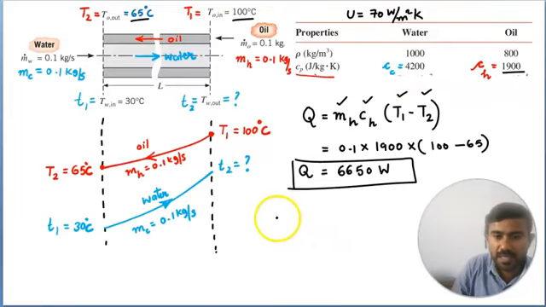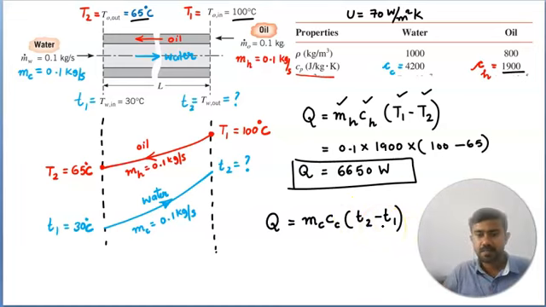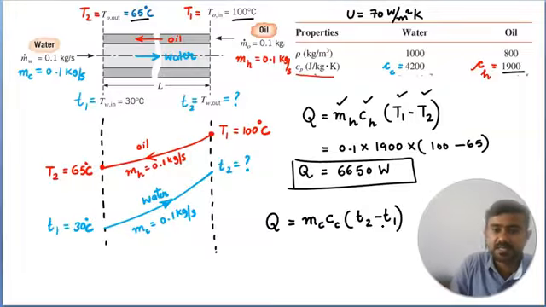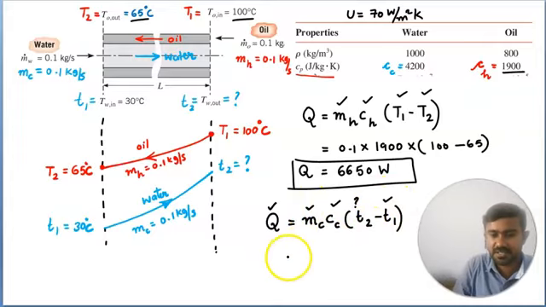Now we know this heat is the same amount of heat absorbed by the cold fluid. So I can write it as m_c c_c (T2 minus t1). For the cold fluid, the amount of heat absorbed will be the mass flow rate into the specific heat into its temperature difference. Now we know Q, we have to find what is the outlet temperature.